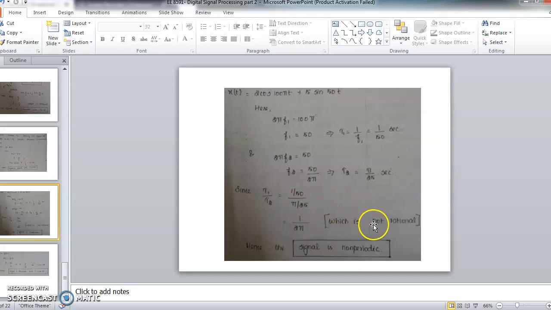What does not rational mean? If the denominator has a pi value, it may not be predictable, right? If you have a pi value like this, the given signal is not rational, so the given signal is non-periodic. If there is no pi at all and only a fraction is there, then we may say it is a periodic signal. Okay, thank you.